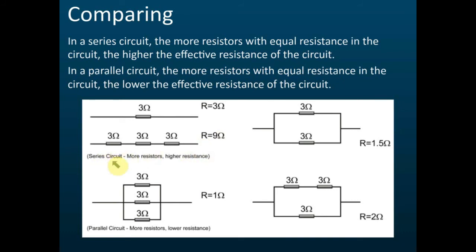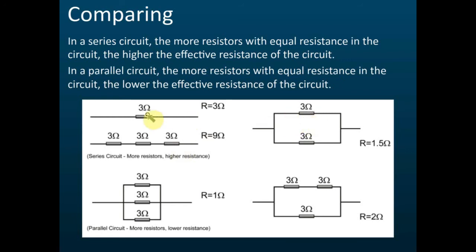Which means, in a series circuit, the more resistors, the higher the resistance. One resistor, 3 ohm, two resistors, 6 ohm, three resistors, 9 ohm. This is about identical resistors. The resistance is the same for each resistor, 3 ohm. So for a series circuit, the more resistors, the higher the resistance. Then let's see this one.